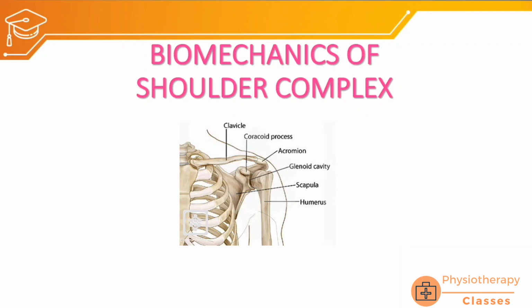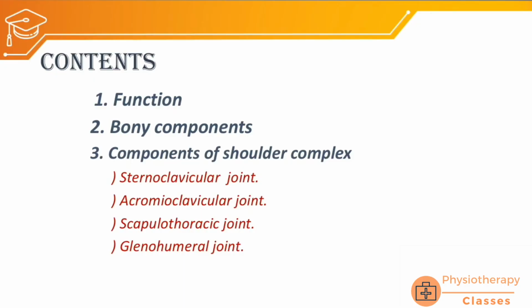Hello everyone. Today we'll discuss the biomechanics of the shoulder complex. Here we'll discuss the function of the shoulder complex and the bony components that form it. The components of the shoulder complex are the sternoclavicular joint, acromioclavicular joint, scapulothoracic joint and glenohumeral joint. So there are four joints which form the shoulder complex.